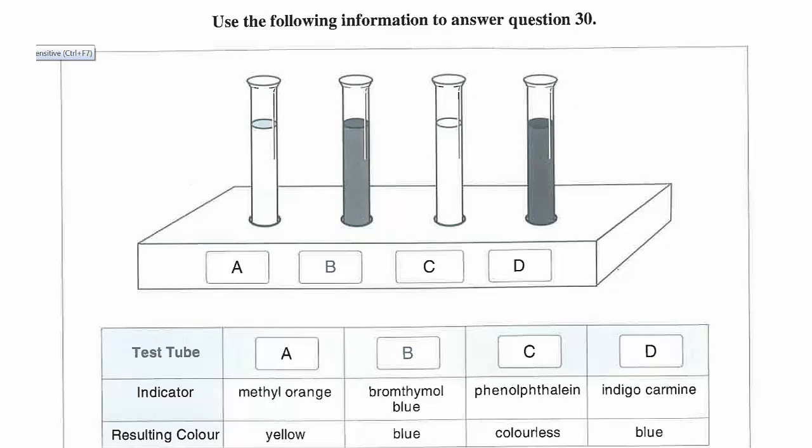All right, another question that when you look at it for the first time, your brain says, no, I'd have to think. I don't want to think. Have mercy. No, it's not that bad, really. You've got 4 little test tubes, and you're really just trying to identify which of these test tubes would give the results in the table.